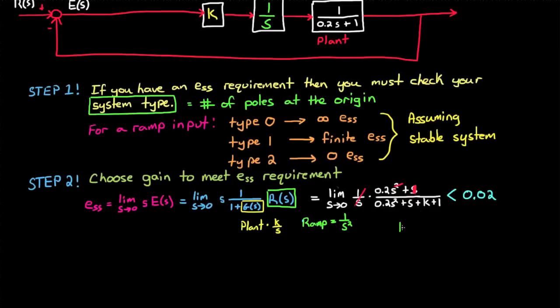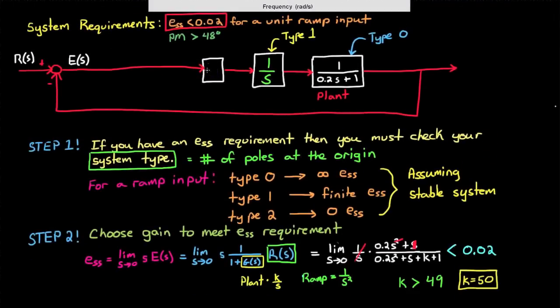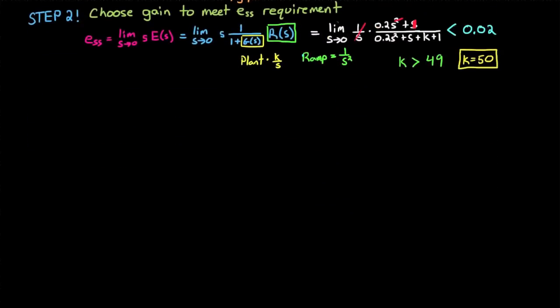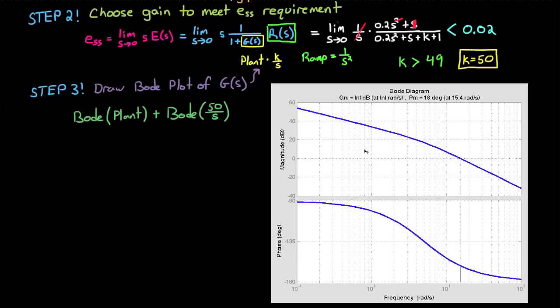So just to make the math simple, I'm going to choose k equals 50 for our control system. And I'll plug that into our block diagram for k. So now we know that our system meets our steady state error requirement, but we don't know yet whether it meets our phase margin requirement. In order to figure that out, we need to plot the Bode plot for our open loop system. You can estimate this by hand by taking the Bode plot of the plant and adding it to the Bode plot of our compensator, k over s, or 50 over s. But I wanted something accurate, so I plotted it up in MATLAB, and I'll put it right here.